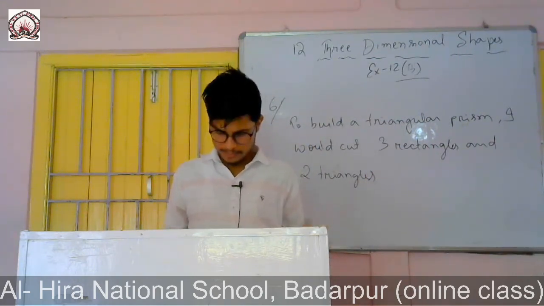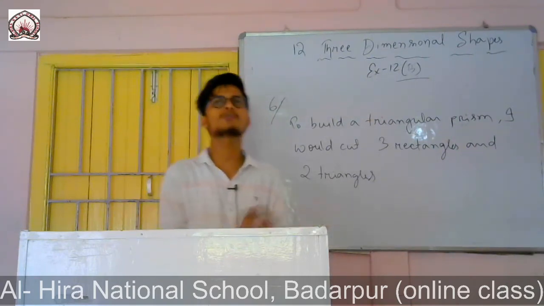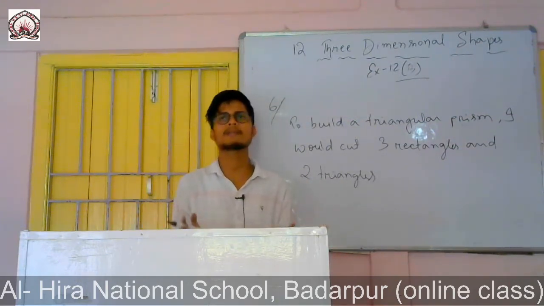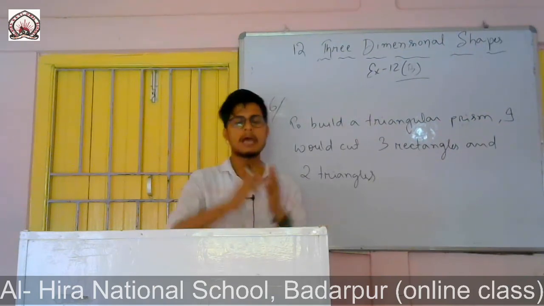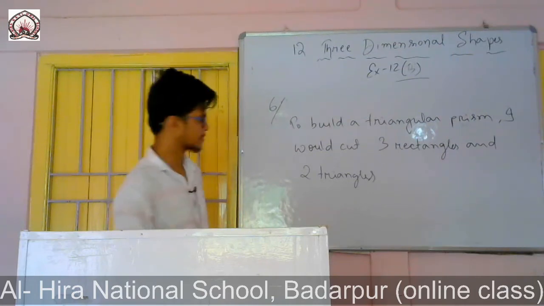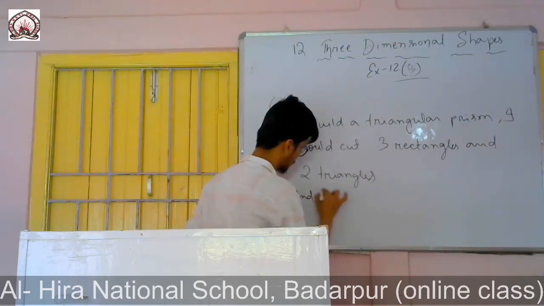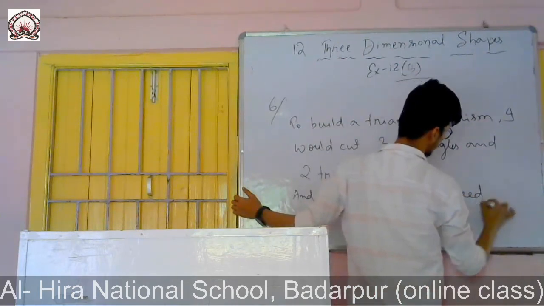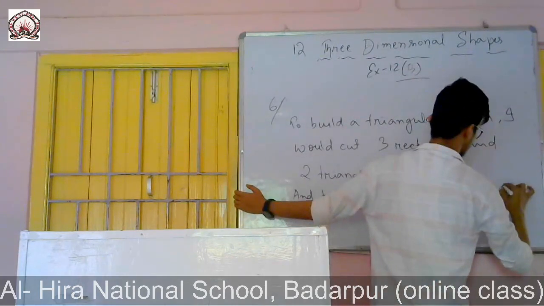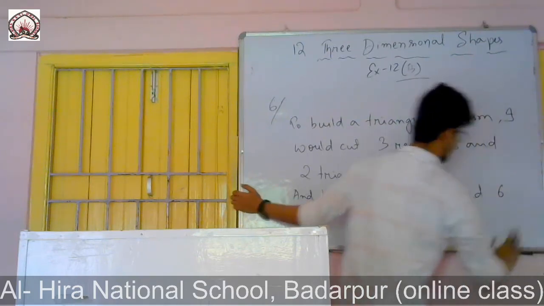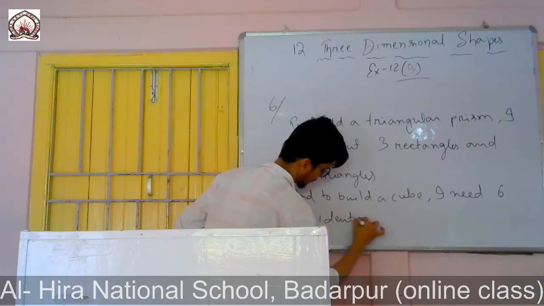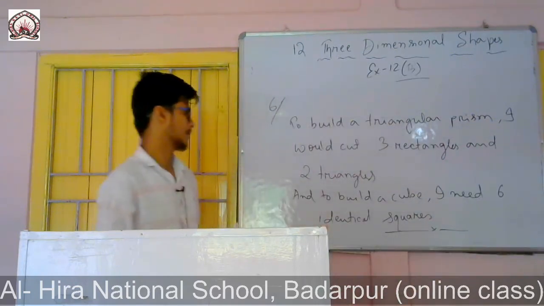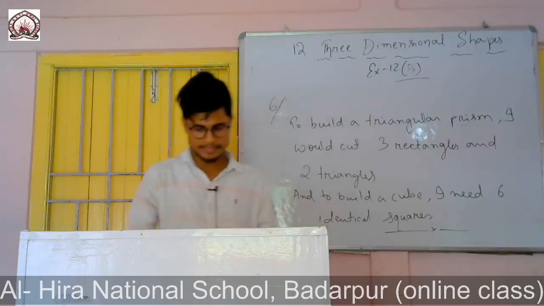Now next, a cube. For a cube, we need how many? 6 squares, 6 identical squares, that means 6 squares of the same side length. So to build a cube, I need 6 identical squares.